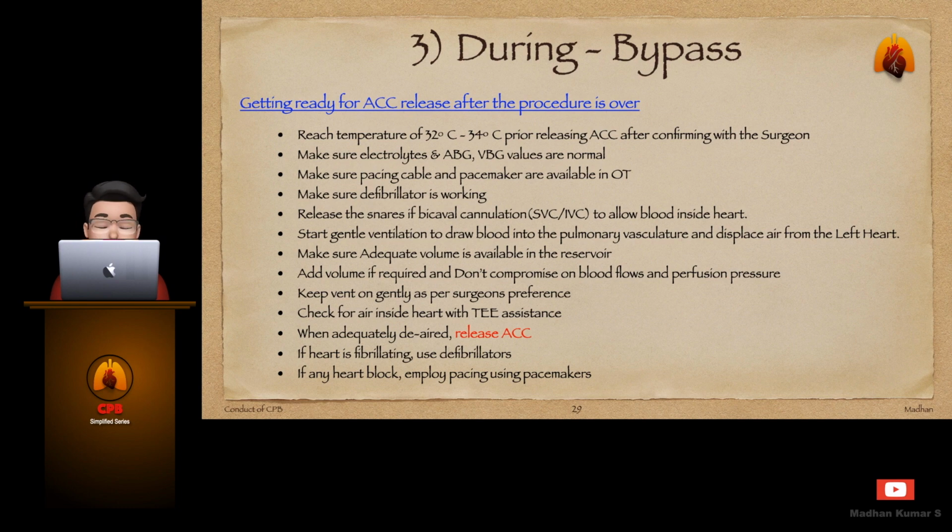Make sure adequate volume is available in the reservoir. Add volume if required and never ever compromise on blood flows or perfusion pressure while releasing cross clamp. Keep the vent on gently as per your surgeon's preference. Check for air inside heart with DE assistance. When adequately DE'd, you can release the aortic cross clamp.